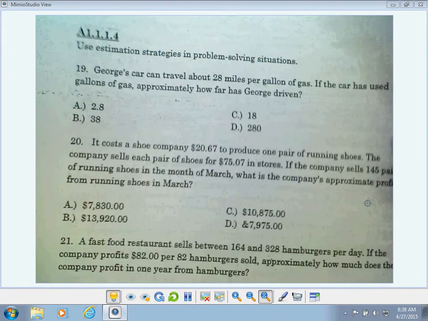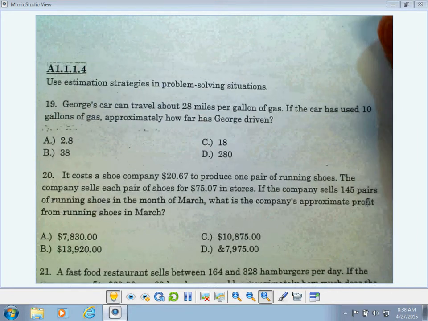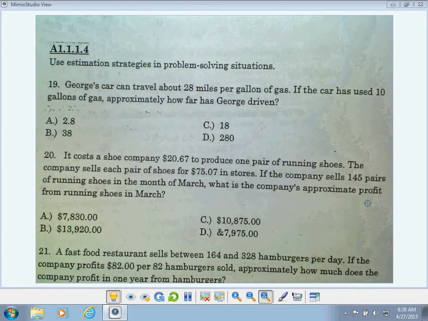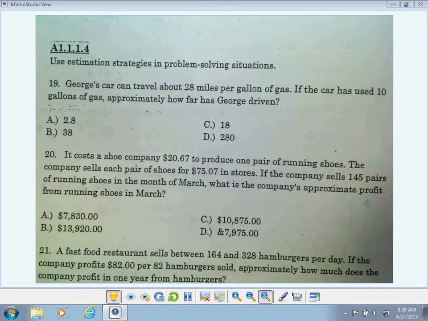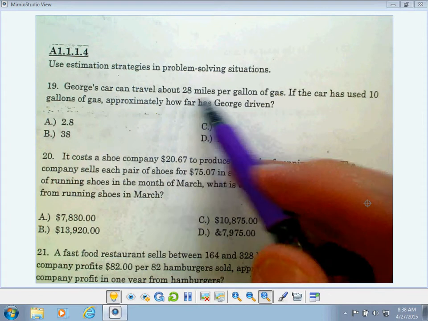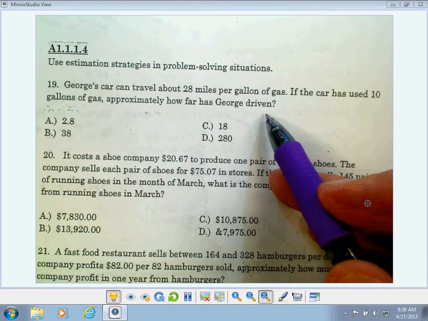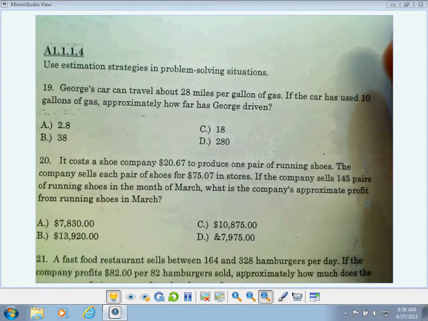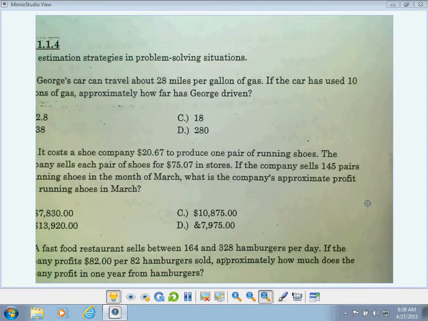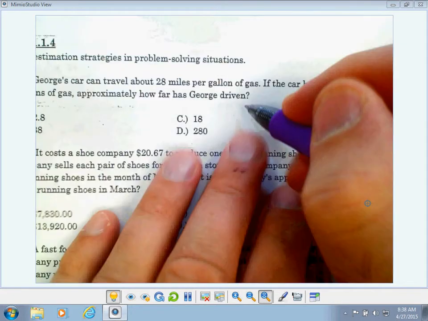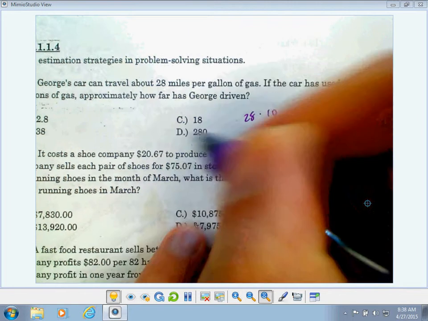Alright, these problems all involve estimation, which for some reason is a big thing on the Keystone test. Estimation is kind of like a real quick, can you do it in your head type of problem. So it says George's car can travel 28 miles per gallon of gas. If the car has used 10 gallons, approximately how far has he driven? Okay, well, this is about as simple as it gets, right? 28 miles per gallon, and he uses 10 gallons, so 28 times 10, 280.